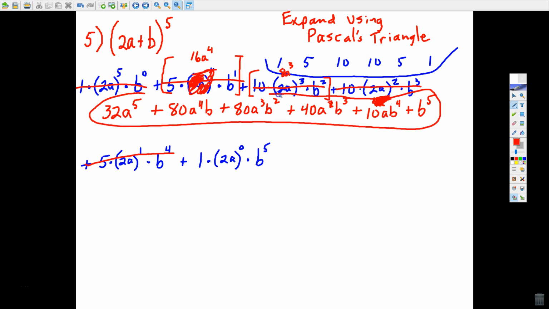Just be very careful in cases like this where a product needs to be raised to a power. Each of these gets raised to the power. Okay, so please don't forget that, and then make sure you follow the order of operations properly. Powers before multiplication, and hopefully that helps. So those are some examples of how to expand binomials by using Pascal's triangle. Let me know if I can help you.